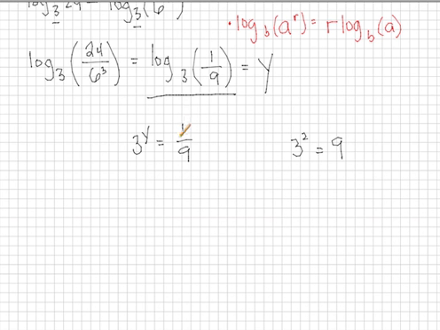But I don't want 9 in the numerator. I want 9 in the denominator. That's okay. What I'm going to do is just stick a negative on this 2 so that my 9 goes on the bottom instead of on the top. So it looks like y is equal to -2. So this whole logarithm right here simplifies to -2. And that will be your final answer for this question.